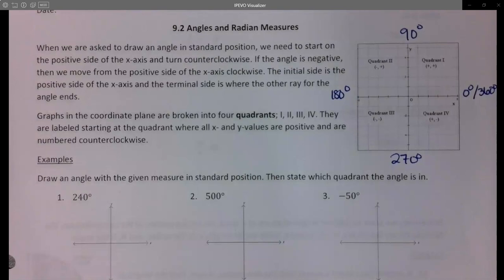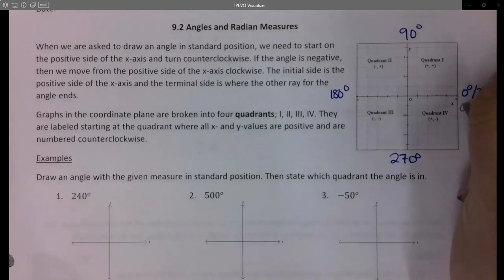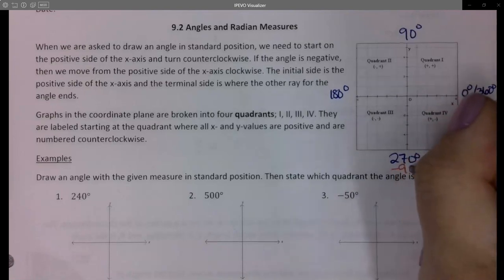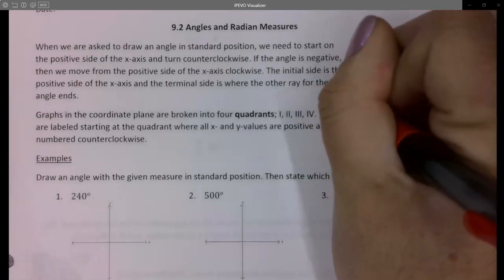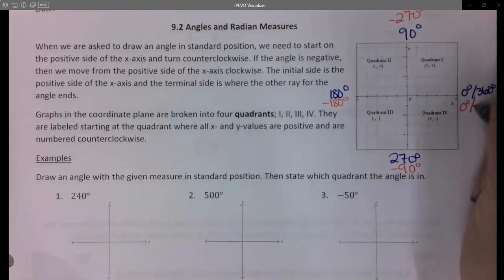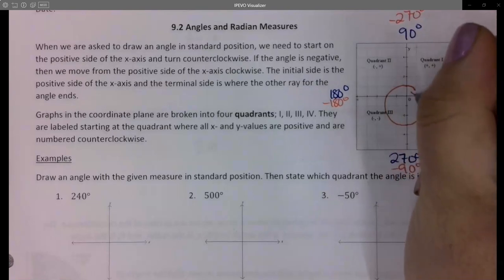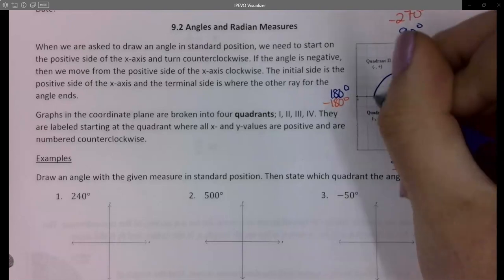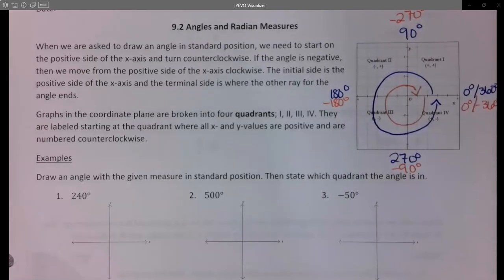Okay, then I could do the same thing with my negative degrees. So I would have 0 as my negative starting point. Then I have negative 90, negative 180, negative 270, and this one will be negative 360. So negative angles go clockwise, positive go counterclockwise. And they both start at the positive x-axis.